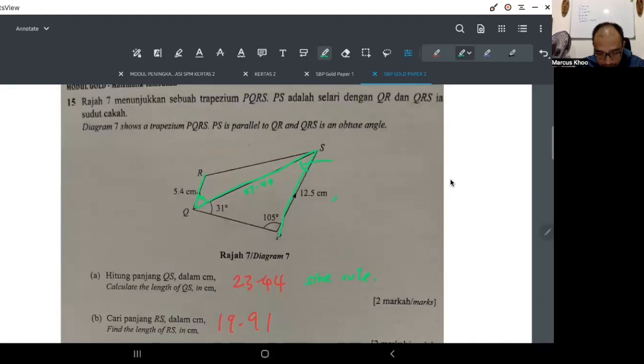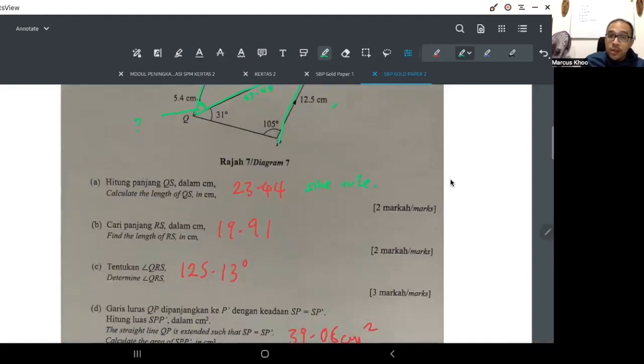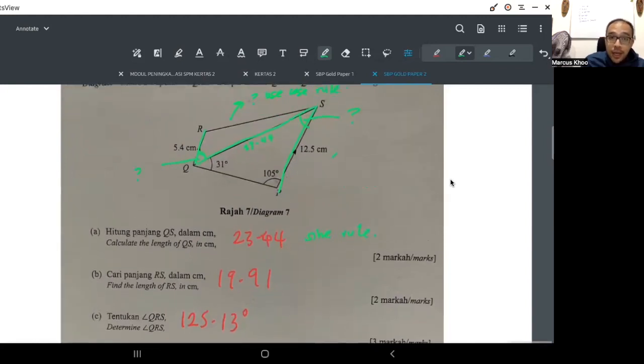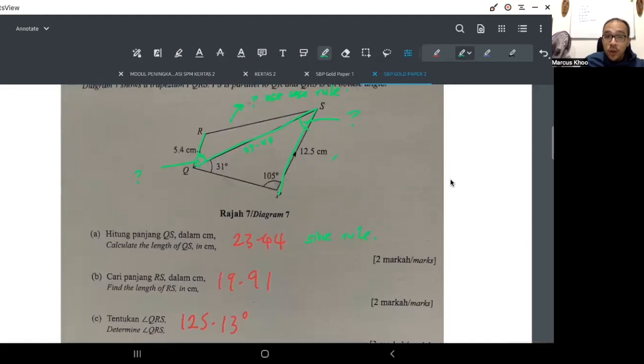And can we find this angle? Yes, we can. 180 minus 31 minus 105, then you can find this angle. Once you find this angle, you want to find this one, use the cos rule. Use the cos rule, you will get RS equals 19.91 cm. After that, determine the value of QRS.